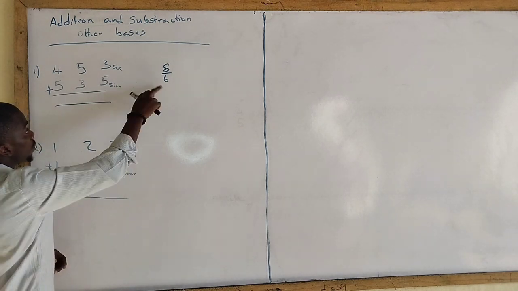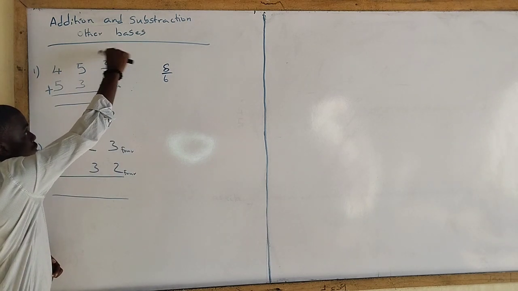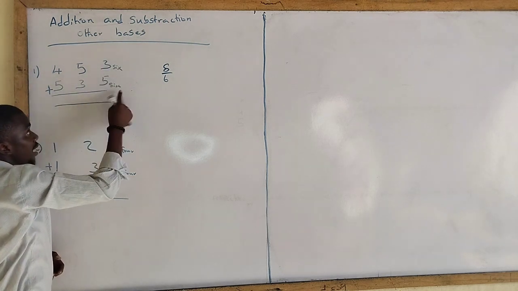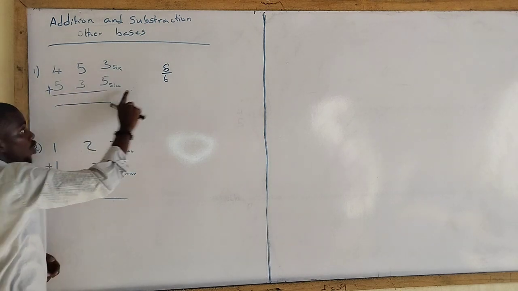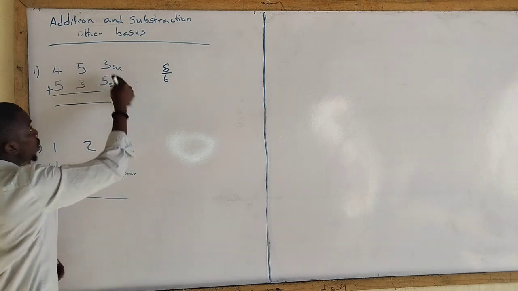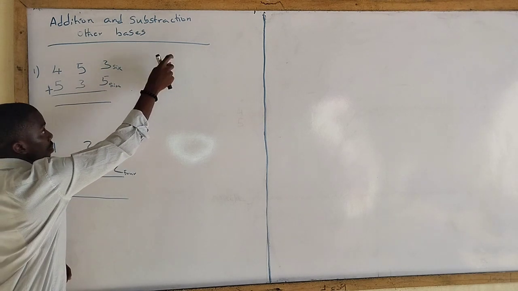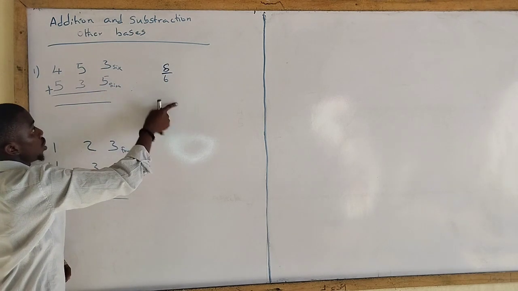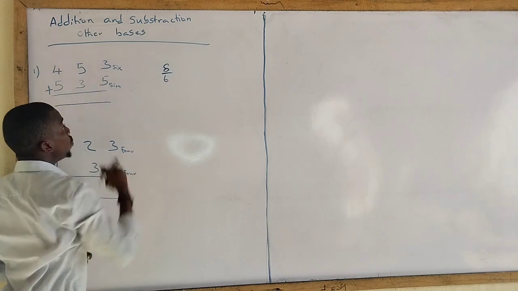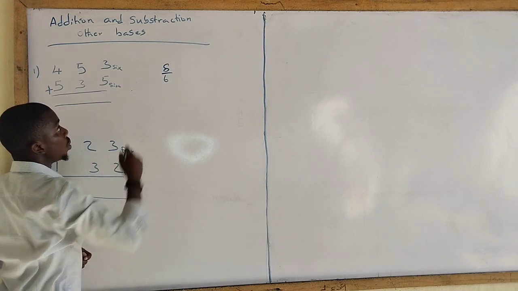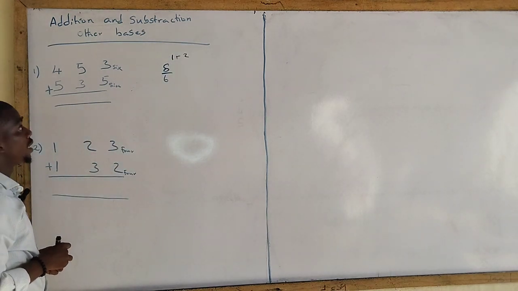We always convert it, because after adding, the result is in base 10. When it is equal to or greater than the base you're working with, you always divide. So as 3 plus 5 is 8, which is greater than 6, we are going to divide. The 8 is in base 10, so we have to convert it to base 6. That's why we are dividing by 6. 6 will go into 8 one time, remainder 2. Are you with me? One time, remainder 2.